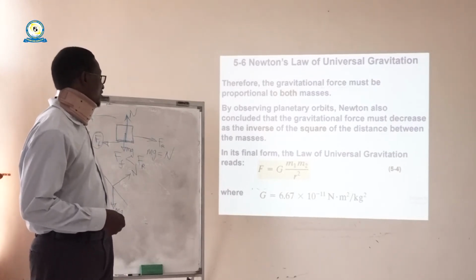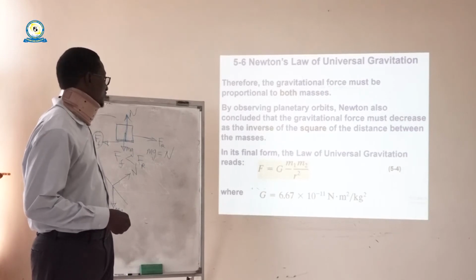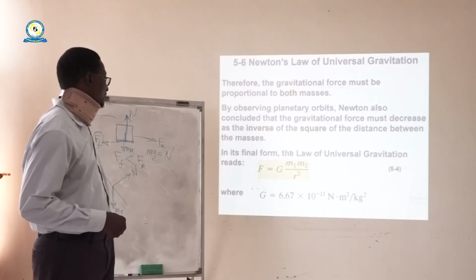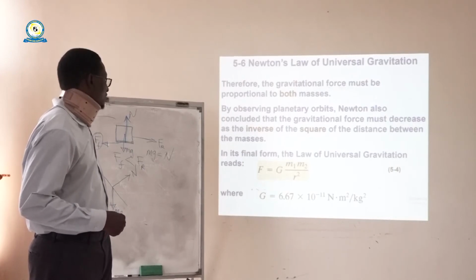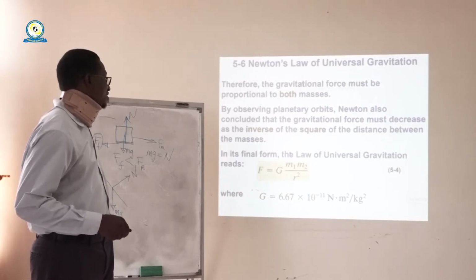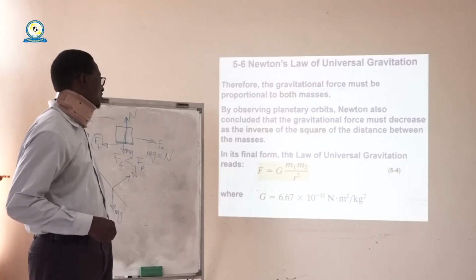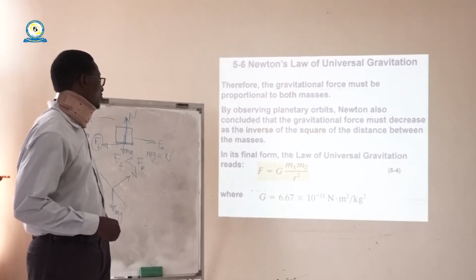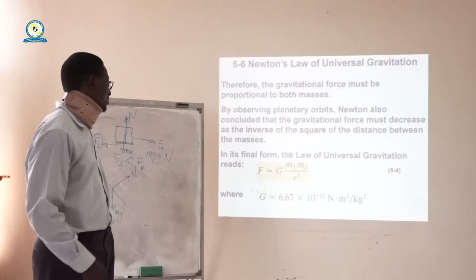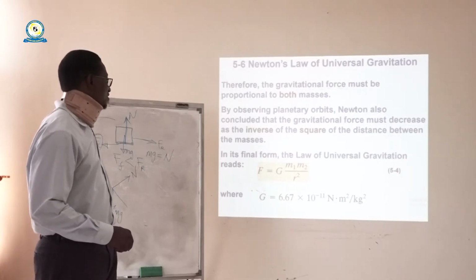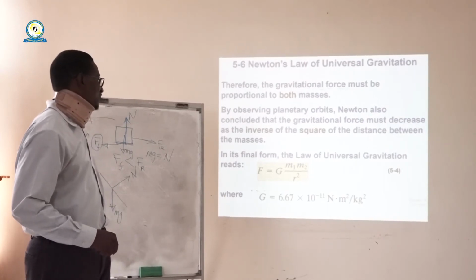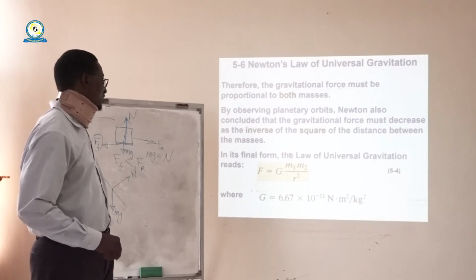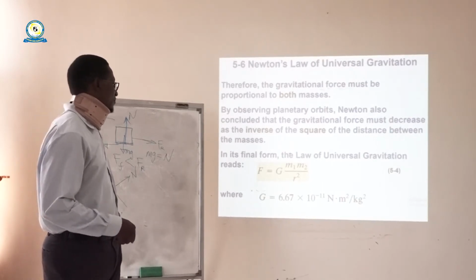This is the gravitational law. This statement is the universal gravitational law. This one, inverse of the square of the distance between masses. In its final form, the law of universal gravitation reads: force is equal to G times mass 1 times mass 2 divided by radius squared, where G is a constant, given there.